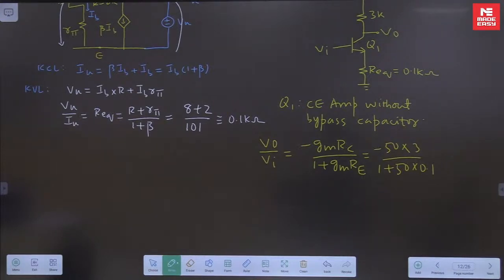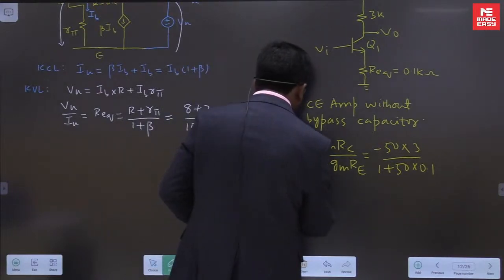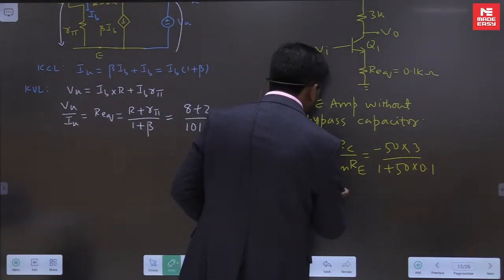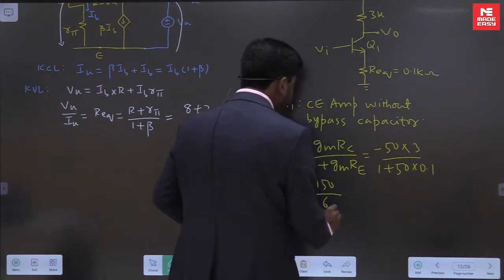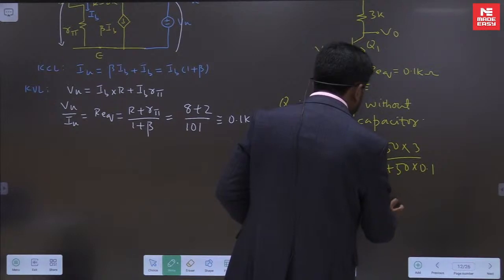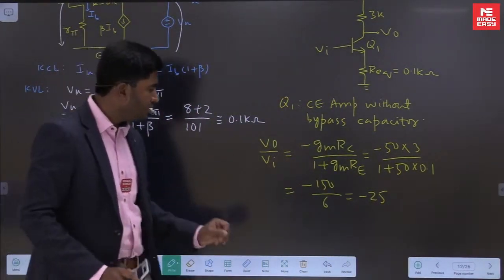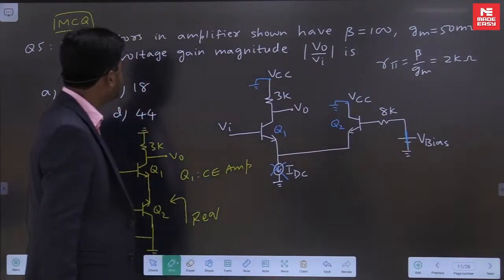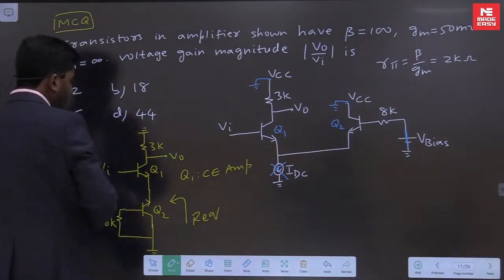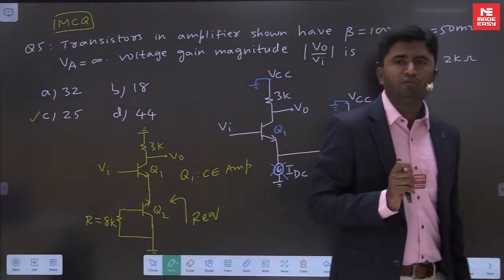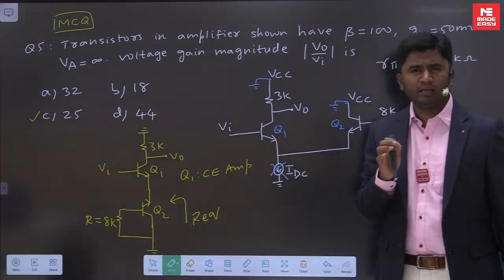Kush Kumar, yes, minus 25. It is approximately minus 150 divided by 6, it will be minus 25. So in this amplifier, voltage gain is minus 25. Now if you look at the options, we have to tell the magnitude of the gain. Magnitude of the voltage gain will be 25. Okay, we have got the answer as minus 25.